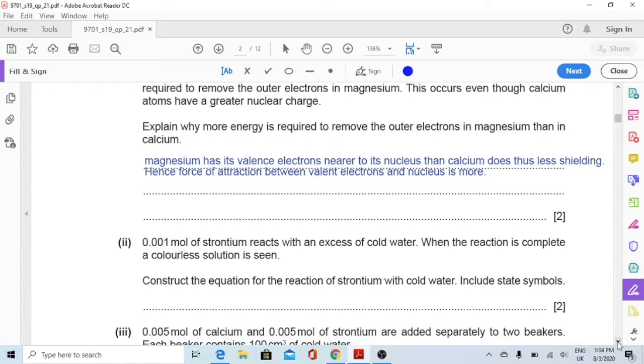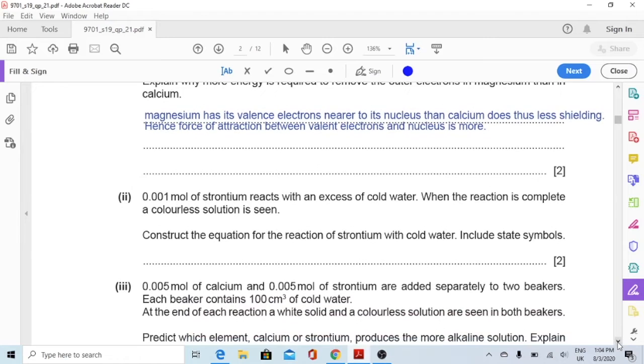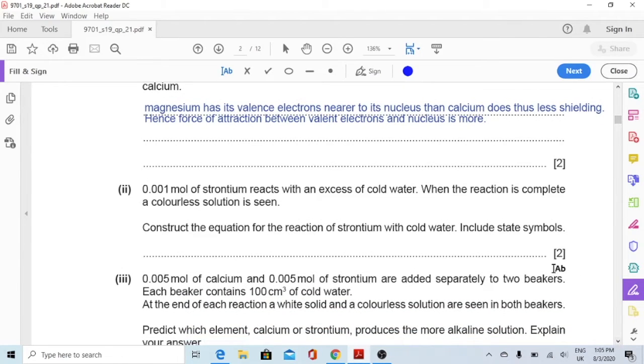0.001 mole of strontium reacts with an excess of cold water. When the reaction is complete, a colorless solution is seen. Construct the equation for the reaction of strontium with cold water, include state symbols, and 2 marks have been assigned. So 1 mark goes for the correct equation and the second mark goes for the state symbols.